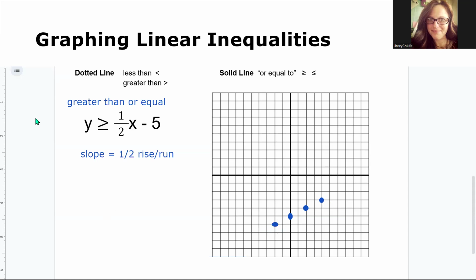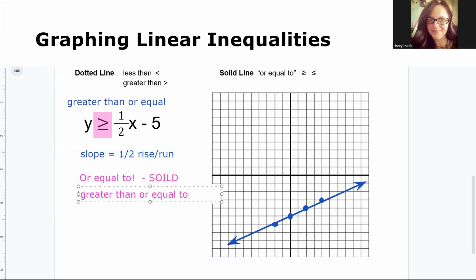Now let's take a look at the inequality part of our inequality. Since we have or equal to, we'll use a solid line. Or equal to, solid line. And we have greater than, so we will shade above the line.